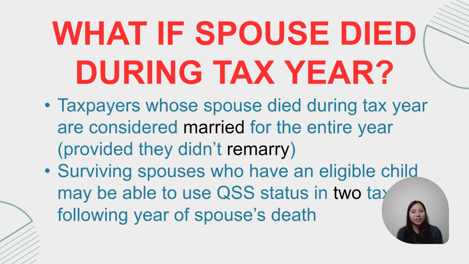So, what if the spouse died during the tax year? Taxpayers whose spouse died during the tax year are considered married for the entire tax year. We went over this in the qualifying surviving spouse section. This is just to reiterate, they are not considered unmarried until at least 4 years have passed. So, if the taxpayer had a qualifying child, and their spouse died, they'd be able to take the qualifying surviving spouse status for 3 years, and the 4th year they would default to either head of household, if they had a qualifying child, or they default to single.